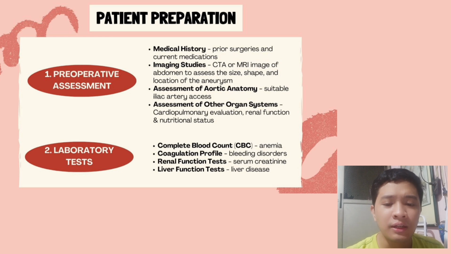Number 2, laboratory tests. CBC or complete blood count to assess for anemia or any infections. Coagulation profile to check for any bleeding disorders. Renal function tests: serum creatinine, BUN or blood urea nitrogen, and eGFR or estimated glomerular filtration rate to assess kidney function, as contrast agents used in imaging in the procedure may affect renal function. Liver function test as part of a broader evaluation, especially in patients with liver diseases.